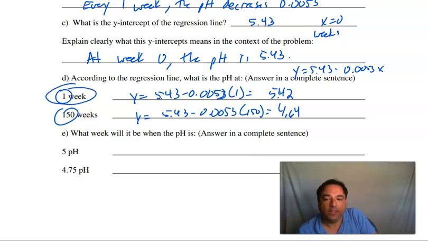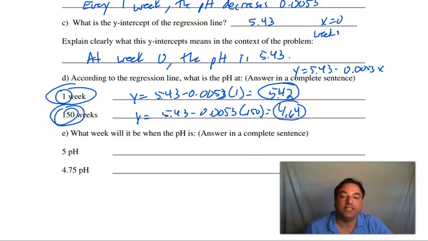Okay, we would write this in a complete sentence. At week 1, the pH is predicted to be 5.43. At week 150, the predicted pH would be 4.64.